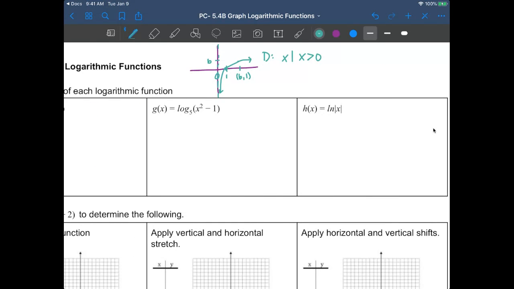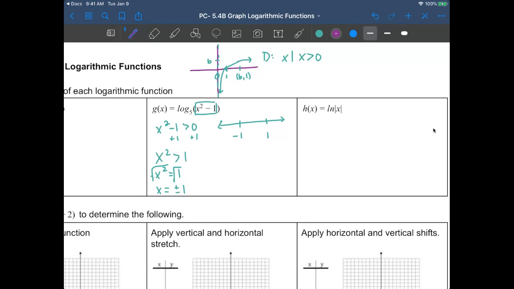G of x, again, we're going to take the inside part, x squared minus 1, and set it greater than 0. I'm going to add 1 to both sides. So I get x squared is greater than 1. And then I see that I have an inequality with a root. So I'm actually going to change this to an equality to get a boundary point. So I get x equals plus or minus 1. I'm going to go ahead and set up my number line.